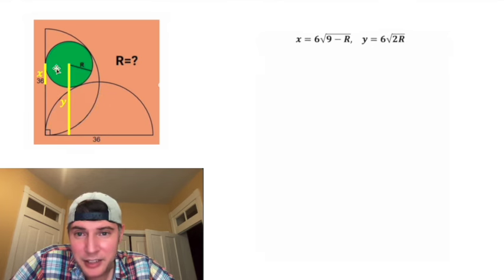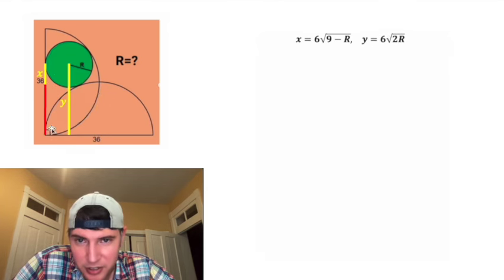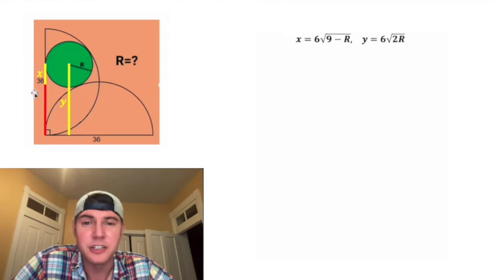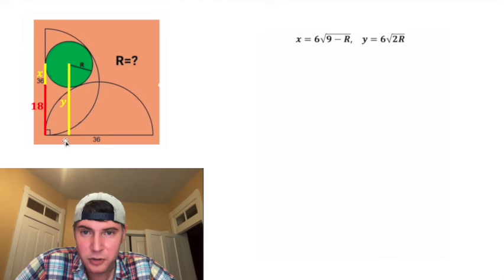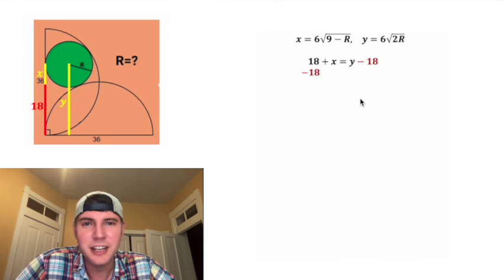And now we have x and y. Let's extend this part down here so that both sides are congruent. And this red portion is going to be half of 36, which is 18. Since we know these two are congruent, we can set 18 plus x equal to y. And then let's subtract 18 from both sides. On the left-hand side, we just have x, and on the right-hand side, we have y minus 18.